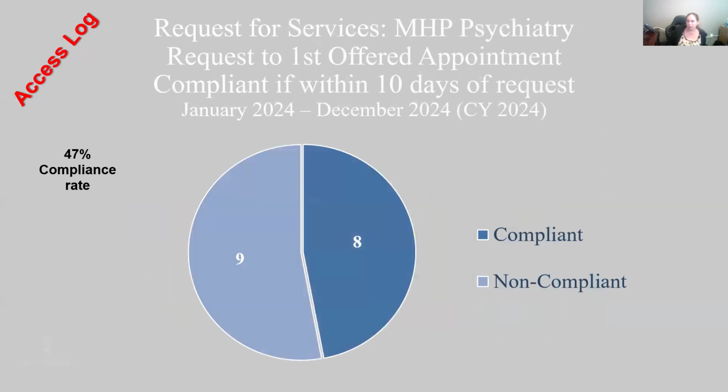So some bad news, but we have room for growth. This was 2024, and 2024 was a pretty tough year. We took on a lot of challenges, and we've had a lot of change in our access teams and our infrastructure for access. We have a 47% compliance rate for psychiatry first request to first offered. And actually, Rob, I think on this one we're counting 10 days of requests, but for psychiatry we should be counting 15.